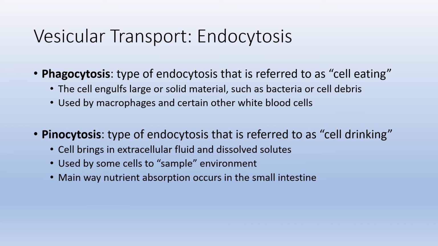Pinocytosis is known as cell drinking. So pinocytosis, we will see a cell bringing in extracellular fluid as well as some dissolved solute. And a cell will use this to sample the surrounding environment. And oftentimes, the cells of the small intestine will utilize pinocytosis because the small intestine's primary function is nutrient absorption.